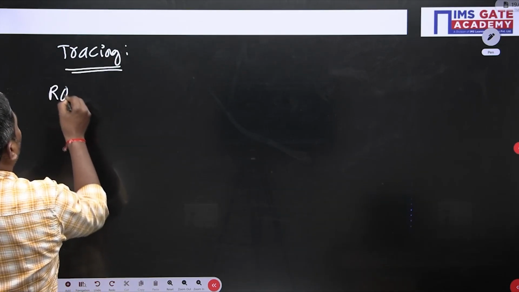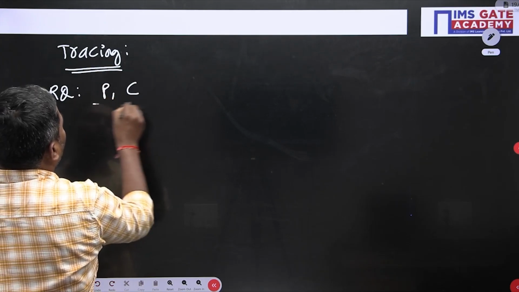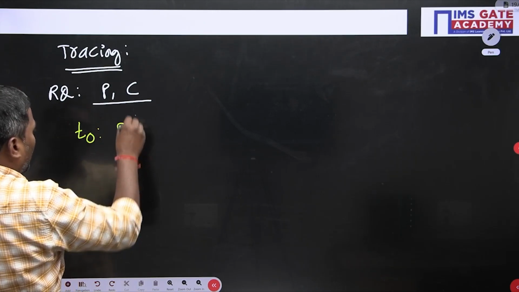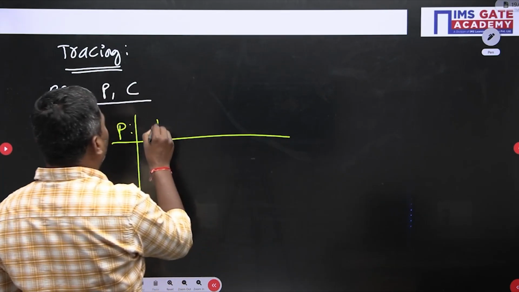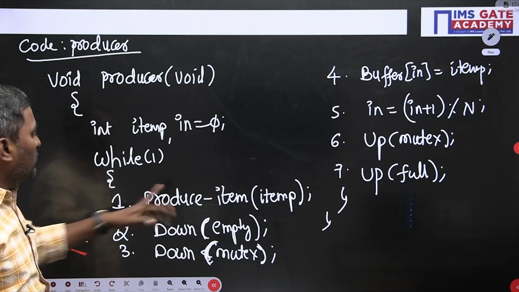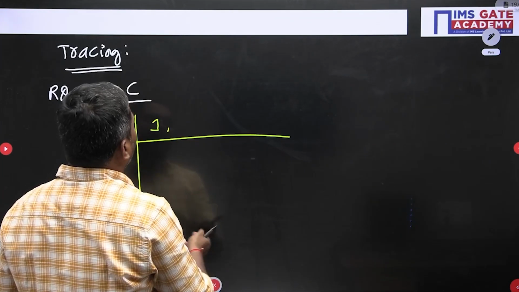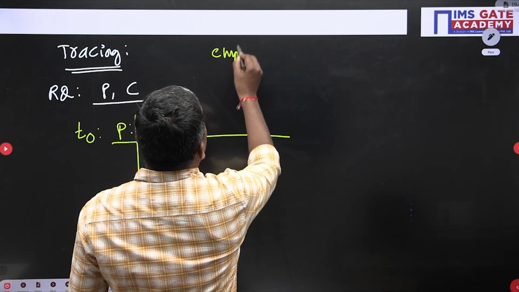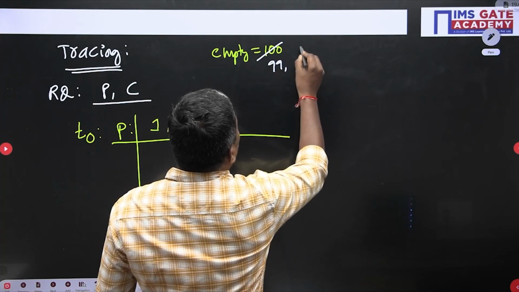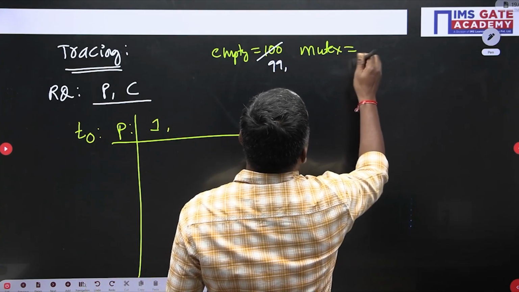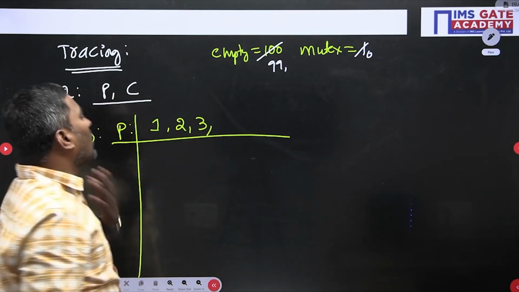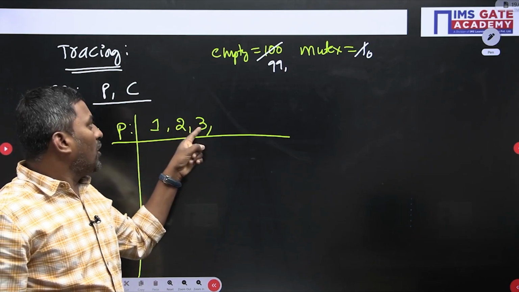So the ready queue has two processes, producer and consumer. Suppose at time t0 I schedule the producer. So what is the producer code? You can see step number 1, you produce item. Then down on empty. Suppose the empty value is 100, an assumption. Down on empty, this becomes 99, and mutex also is there, right? Mutex value 1 goes down to 0. Step number 1, step number 2, step number 3: produce item, down on empty, down on mutex.